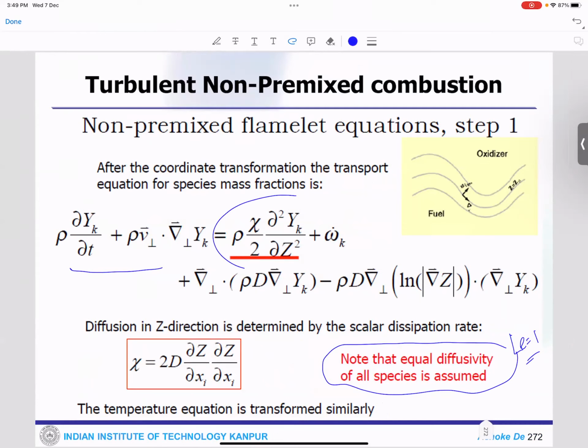For hydrocarbon fuel, it works well, but if you go to hydrogen-based fuel, then this doesn't work, because hydrogen mass diffusivity is quite high. So in that case, this will fail. And that is why these days, when you talk about clean combustion, hydrogen combustion is so important. And why hydrogen combustion?